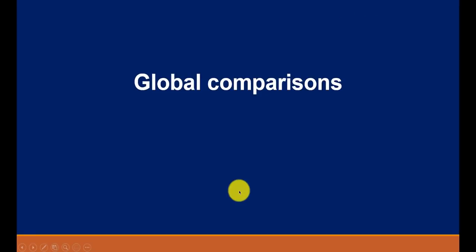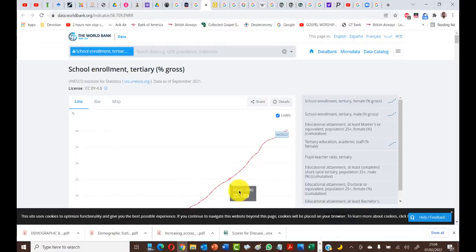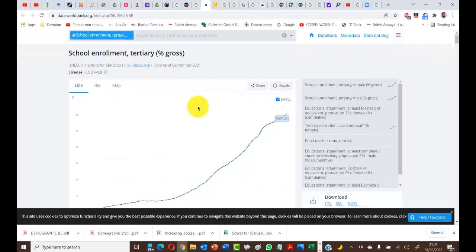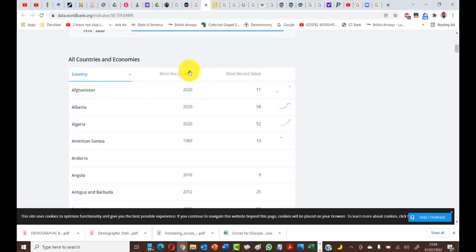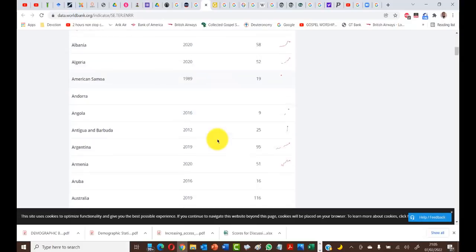Now, let's look at global comparisons of GER. Let's fall back on World Bank data, and what do you have? School enrollment, tertiary, percentage gross enrollment. So all countries and economies, most recent year, you can see even Afghanistan has 2020 data. The most recent value, 11. Albania, 58% of people in Albania are in higher education. Those students should be there. Algeria, 52. You can see all of this.